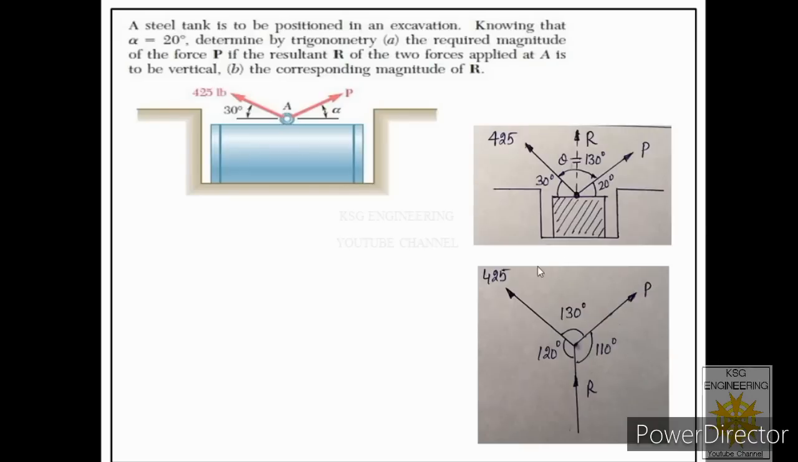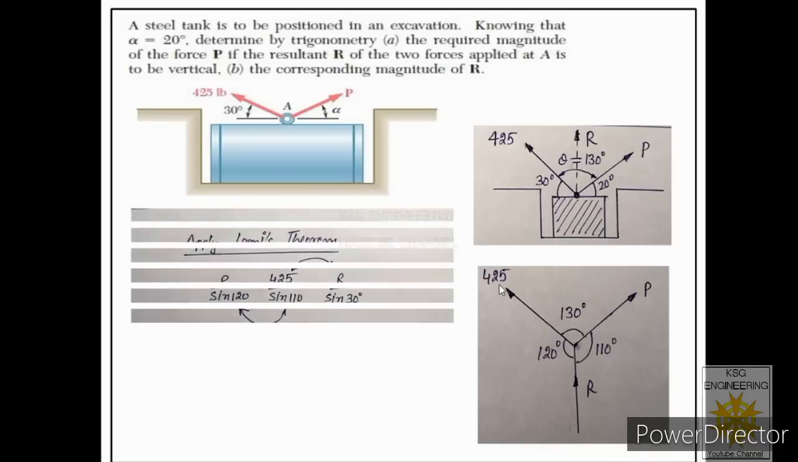Then let us find the angle between 425 and the resultant R. As we have shifted R over here, again this particular line is at 90 degrees to resultant R. So 90 plus 30. So it will be 120 degrees between R and 425 newtons.